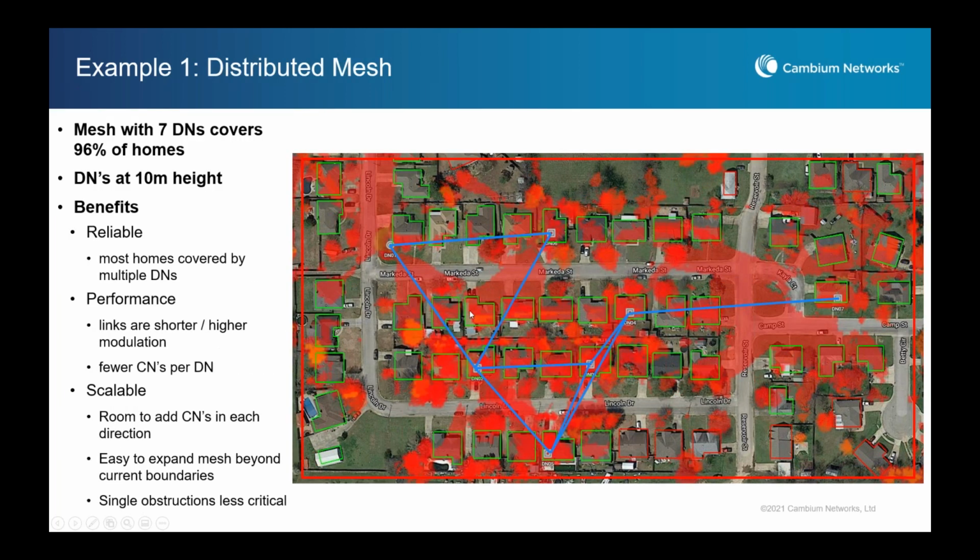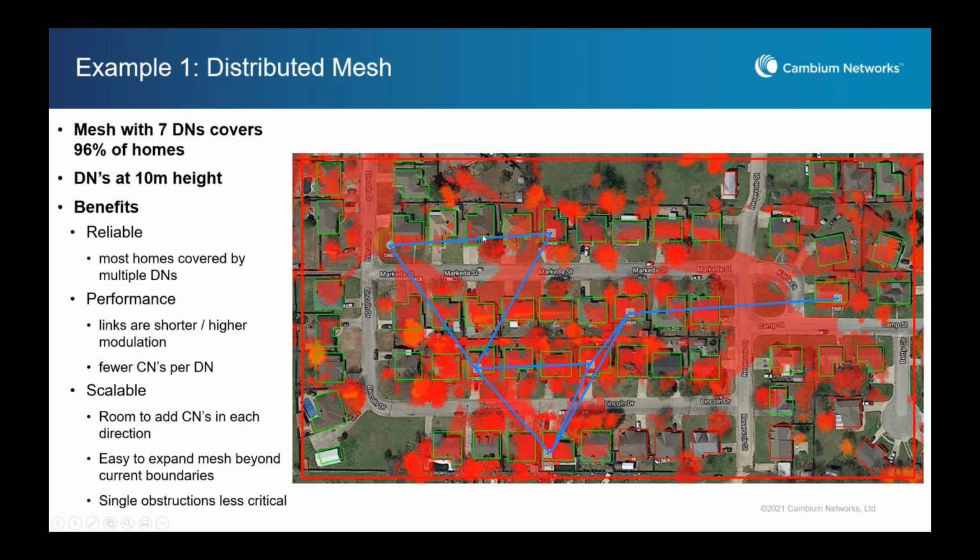But if we compare this to option 2, which is the distributed mesh architecture, you can see here, now I've distributed 7 DNs, or 7 of those V5000s around this neighborhood. They cover all the homes. And no DN is higher than 10 meters high, and many of them are just a few meters high, whether they're on a rooftop of a home or on a street light or a traffic signal.